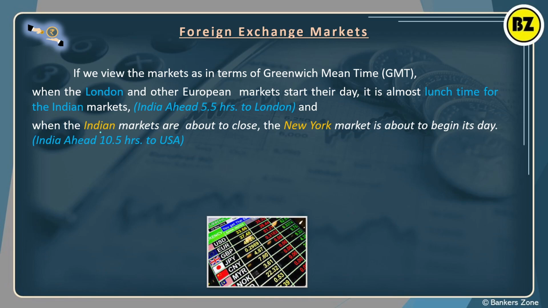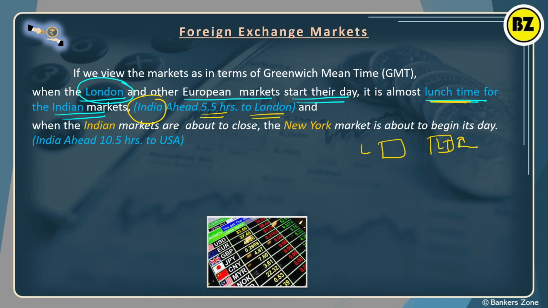Now see, when London and other European markets start their day, it is almost lunch time for the Indian market. What do you mean by that? When they open their market in London, in India we are almost having lunch time. That means India is 5.5 hours ahead of London. That's why, when London opens its market, it is almost lunch time in India.